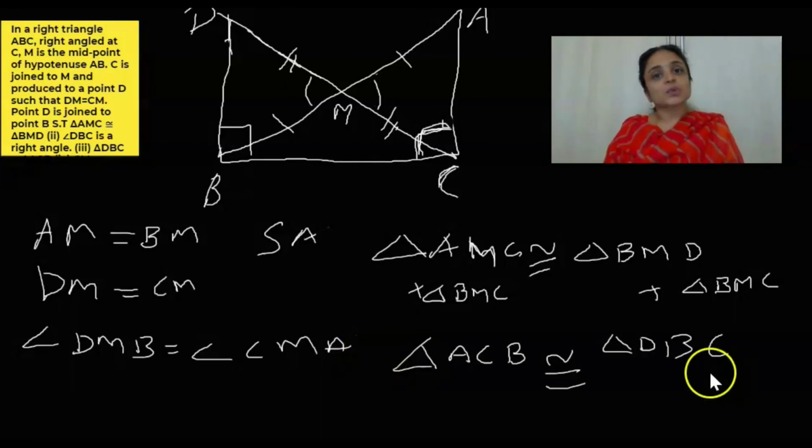Next part is we have to prove that triangle DBC is congruent to triangle ACB. We have already done that. We proved that angle DBC is a right angle by proving that triangle DBC is congruent to triangle ACB.